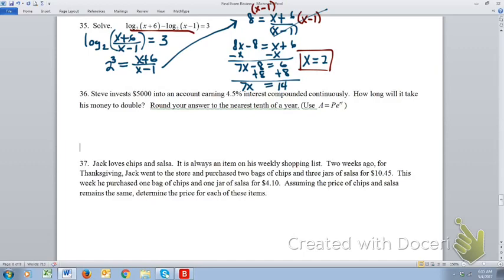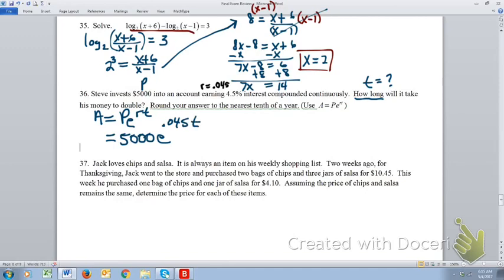Alright, let's look at number 36. So we've got the PERT formula here. And in this problem, the starting amount is $5,000, and the interest rate is 0.045, written as a decimal. Let's see, t we don't know. That's how long it's going to take. We don't know that. Let's go ahead and plug in what we know.